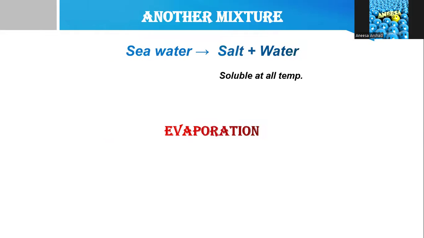So here we are discussing another mixture. Like we know seawater, we have been utilizing the seawater from a very long period of time to get the salt. And seawater is basically a mixture of a very high concentration of salt plus water. And the thing is, this salt is soluble within the water at all temperatures, at high temperatures and at lower temperatures. So now we cannot use filtration, and also we cannot use crystallization to separate the salt from the water.